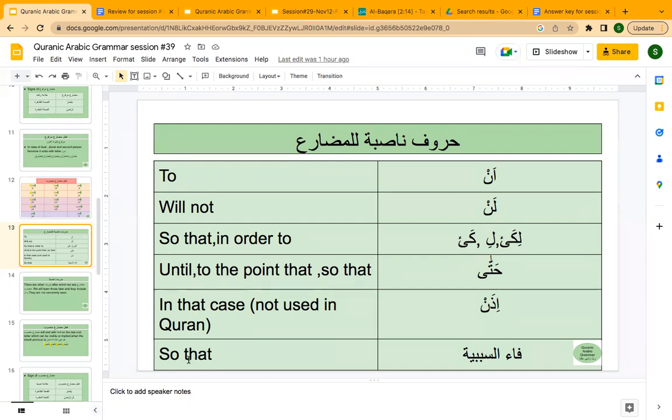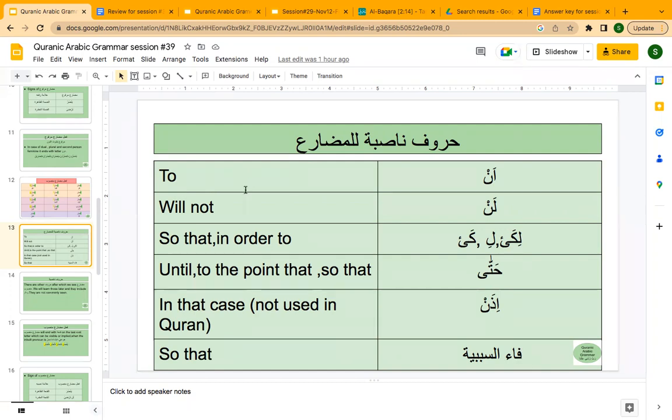And as you will see, there is a meaning that is "as a result of." Sometimes you will see "as a result" in translations. The meaning for fa can be, it may not be translated, but it may have that connotation where we will find translation saying "consequentially this happened," okay?